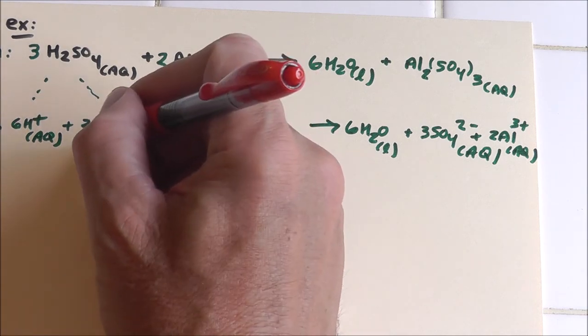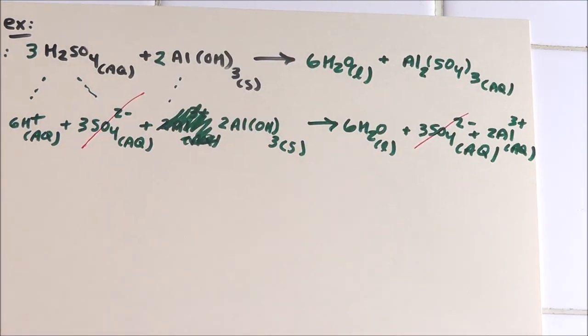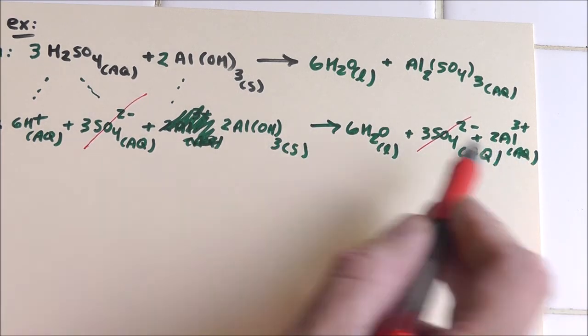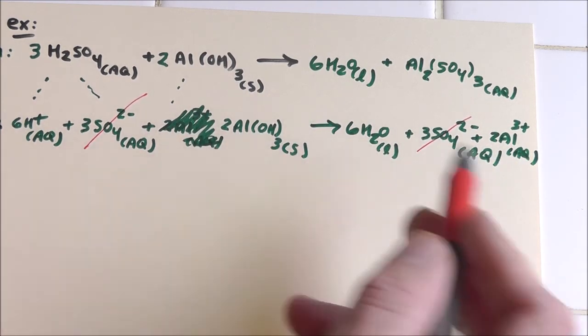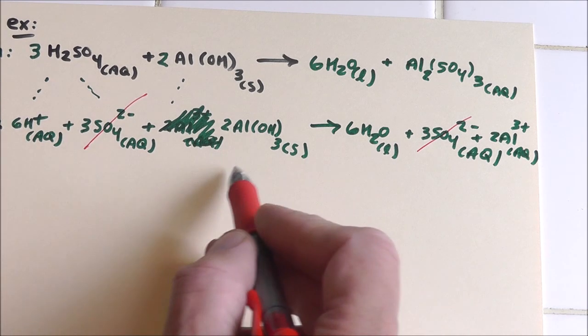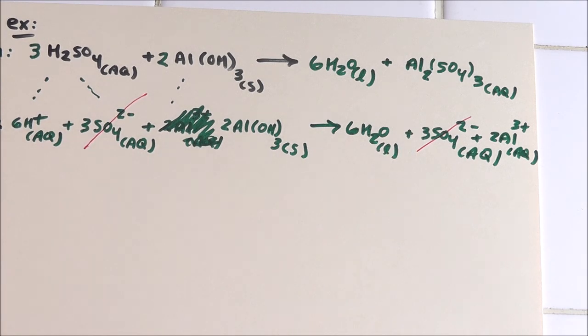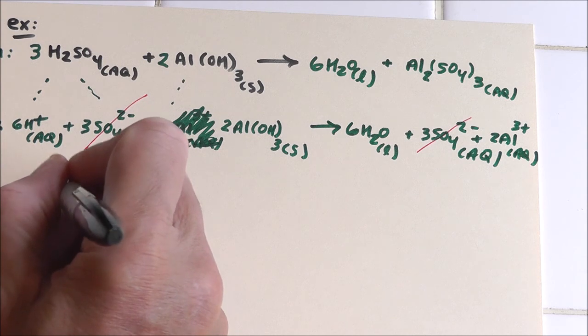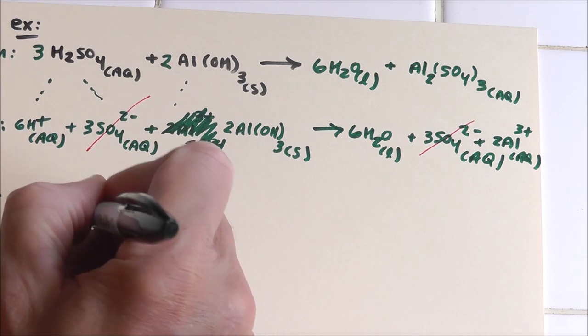However, who's a spectator ion? Sulfate. Is aluminum a spectator ion? No. It actually changed. It changed from the left to the right. So you can't cancel aluminum. You certainly can't cancel the H+. So now we just take everything that did not change. Remember, you're just kind of focusing on that.